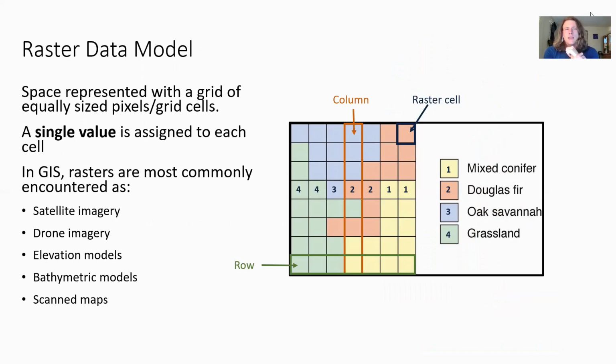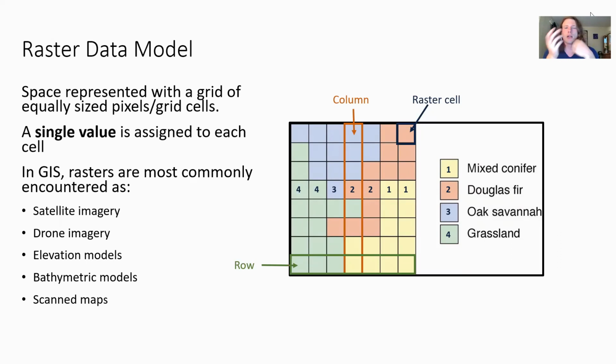Raster data is the simplest type of data model. It represents space using a grid of equally sized pixels or cells to represent everything within a certain domain. So essentially you can envision a sheet of graph paper where every single cell might have one number in it, and that number corresponds to some value. So that single value is going to be assigned to each cell and can be used to represent something.